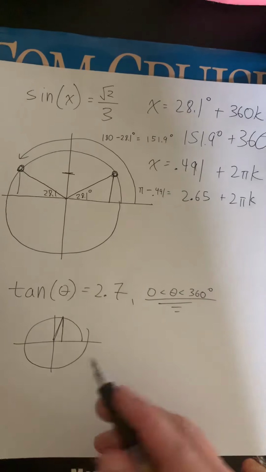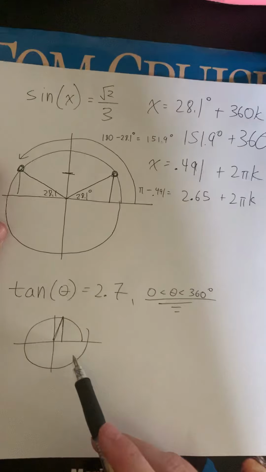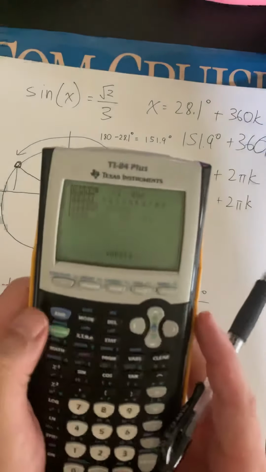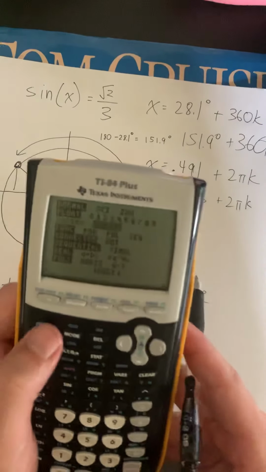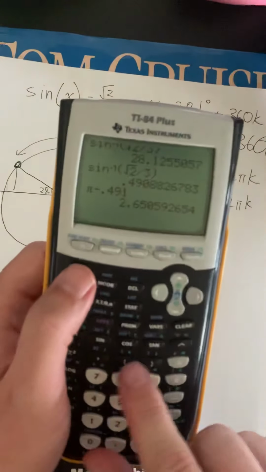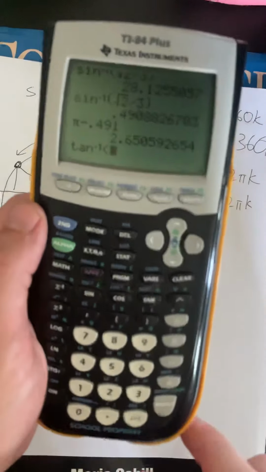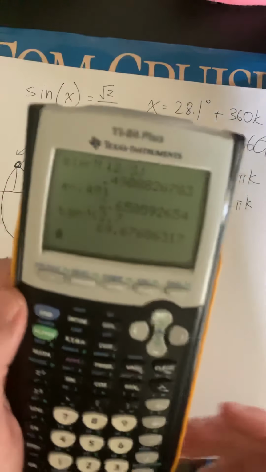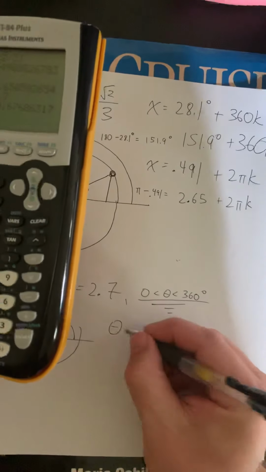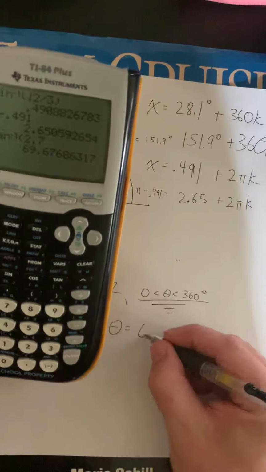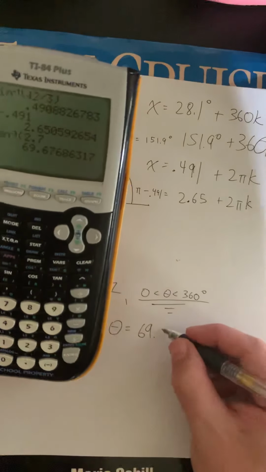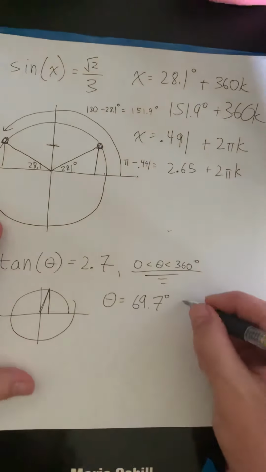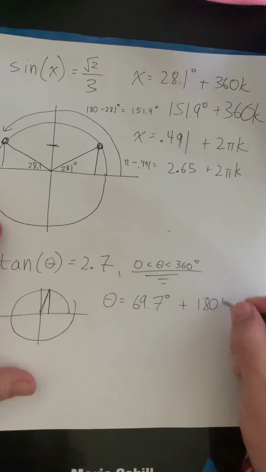Okay, so what do we do? Well, you just kind of do the problem like normal. We drew the slope of 2.7. You can go to your calculator now. I need to put the mode back to degrees. I need to do inverse tangent, and I hit 2.7, hit enter, it tells me theta is 69.7 degrees. And if we had infinite answers, we could say, okay, plus 180k.